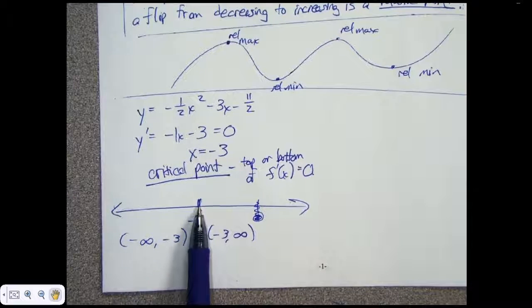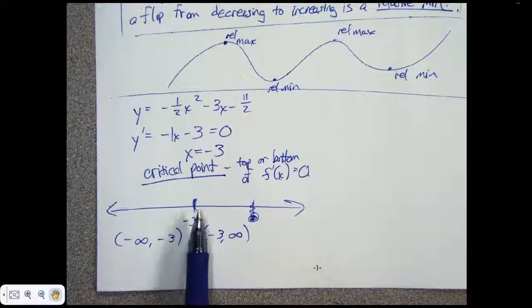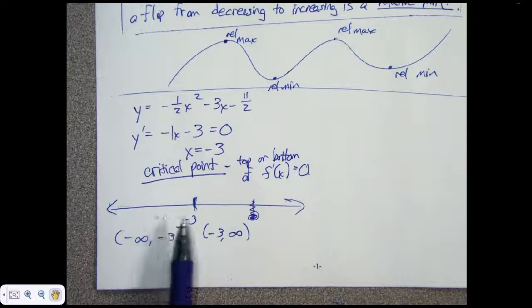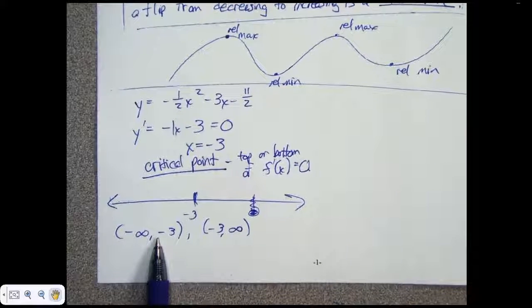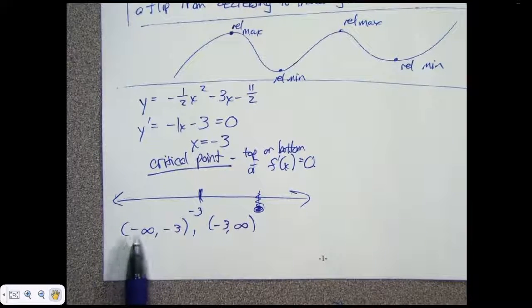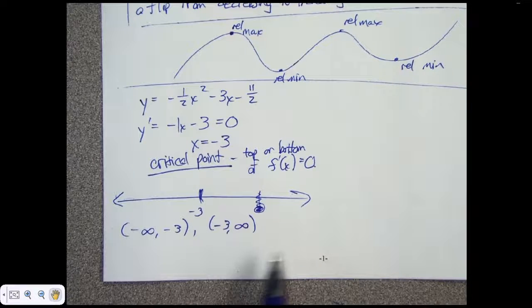Because this is the critical point, it won't change from increasing to decreasing anywhere else except at that point. And it might not change at that point, but that's the only possible place it can change. So if the function is decreasing at negative 4, that's in this interval, it's also decreasing at negative 10 and negative 900 and negative 9 million. Whatever it's doing in this interval, it's doing in that entire interval. The same thing over here.